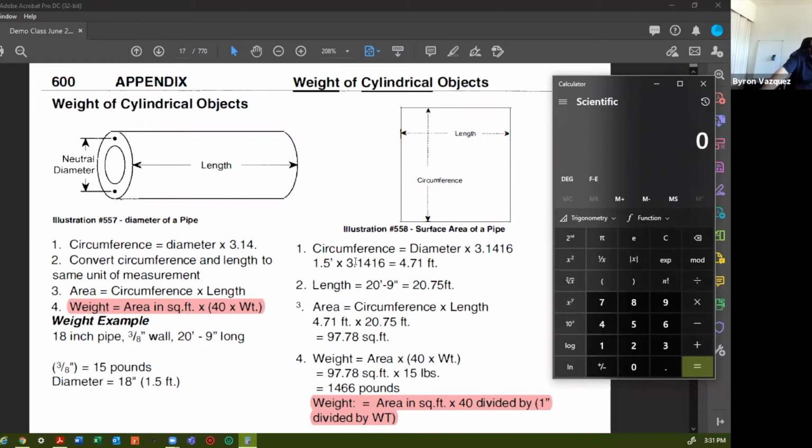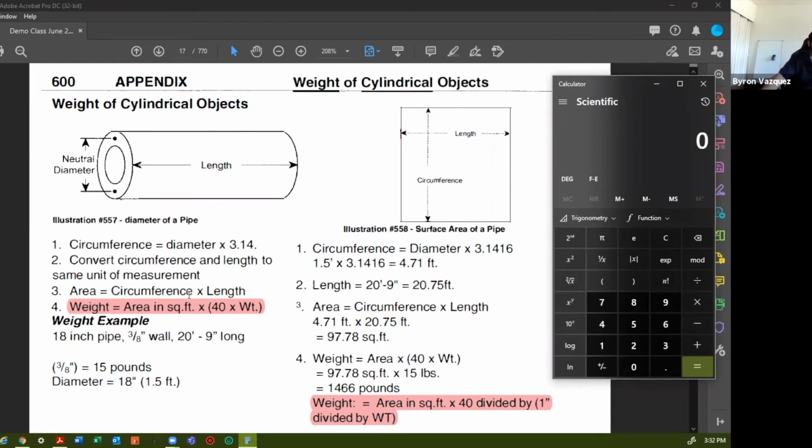So circumference equals diameter times pi. Our first step is always to calculate the circumference. Convert the circumference and length to the same unit of measurement. That's not always going to be the case. Actually, they're more than likely going to give you 2 different units of measurement, and they're going to try to trip you up in that sense. So remember to make sure that your circumference and your length are in the same unit of measurement so that you can apply this formula correctly.